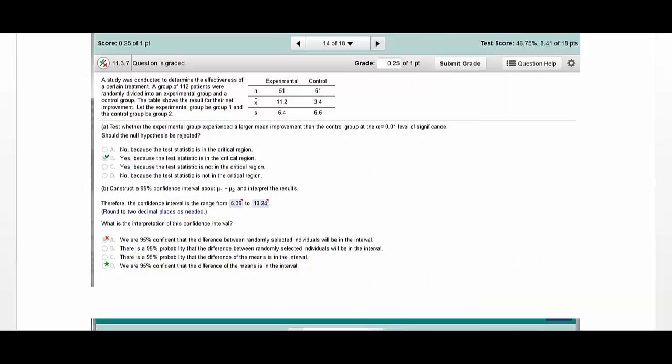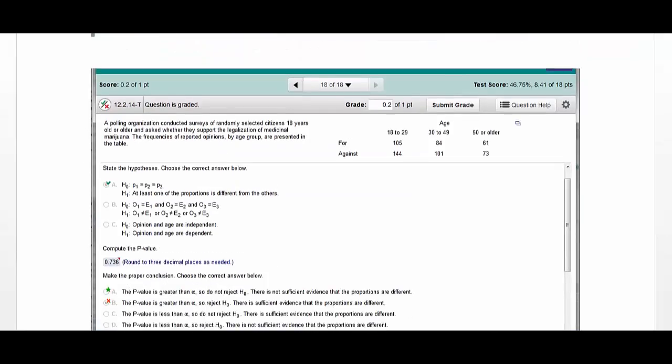So anyways, there's that. And then last but not least, number 18. This time we're given some sort of matrix here, so we're comparing different categories against itself. So to calculate that p-value, the only tests we know of that do that are chi-squares, and it's either independence or homogeneity. It doesn't really matter. Yeah, they said independence here.